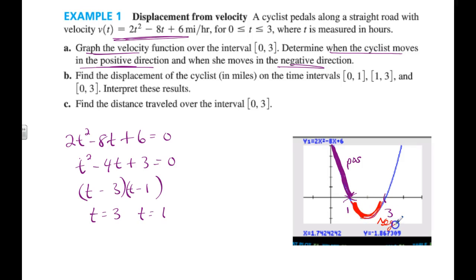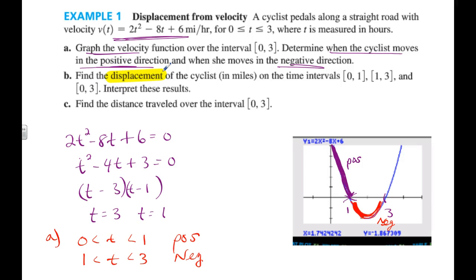So I think for answer A, I would have something to the effect of between times 0 and 1, I have positive direction, and between 1 and 3, I would have negative direction.